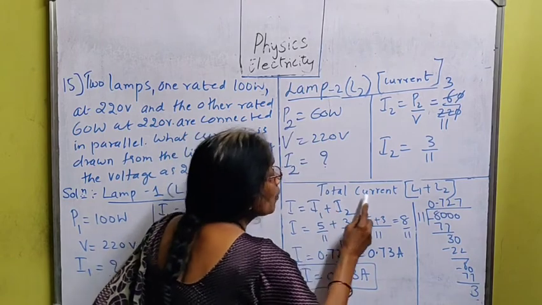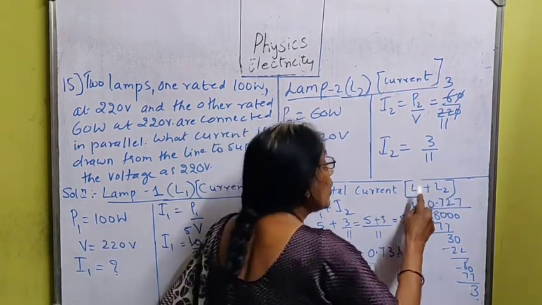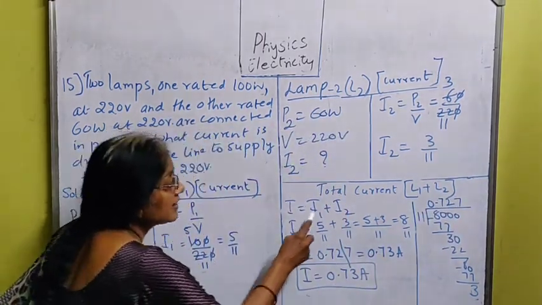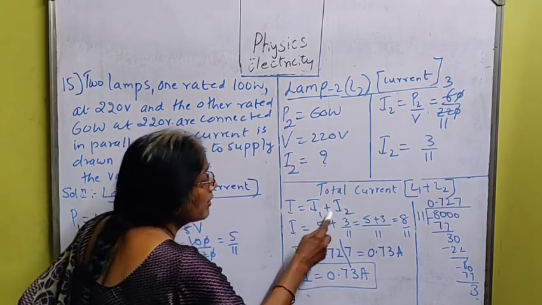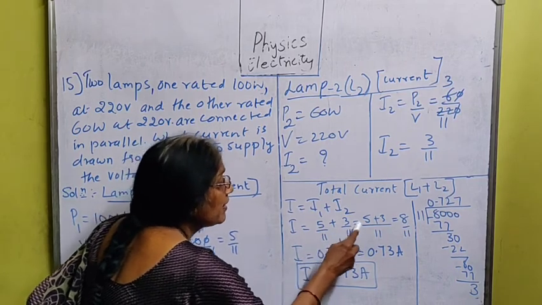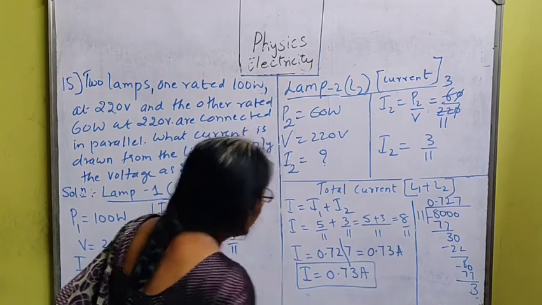Now we have to find out the total current in lamp 1 and lamp 2. That is the current in lamp 1 plus the current in lamp 2. Lamp 1 current is I1. Lamp 2 current is I2. So total current I is equal to I1 plus I2. So I is equal to 5 by 11 plus 3 by 11. 11 is the common denominator. 5 plus 3 by 11 is equal to 8 by 11.